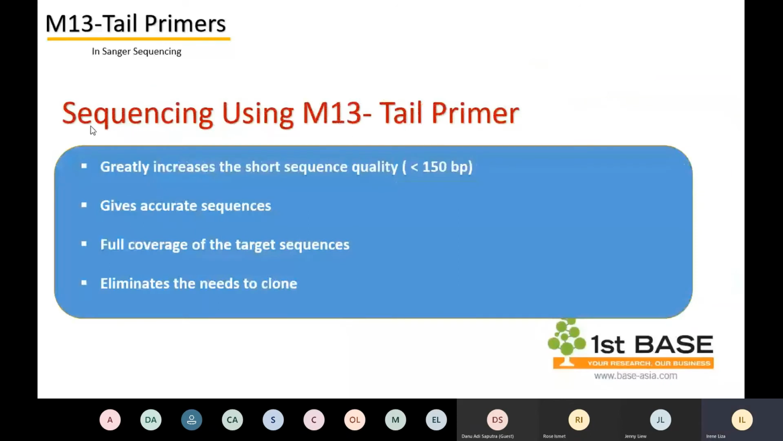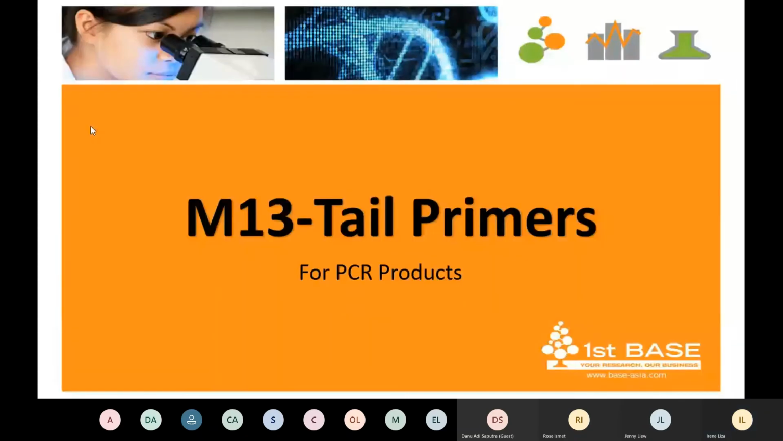So sequencing with the M13 primer, what do you actually get? You get a greatly increased short sequence quality. Even though the reads are short, previously, using the normal primers, there was a lot of noise. But with M13, the quality improved because the noise is absorbed by the M13 primer. It gives accurate sequences, full coverage of the target sequence, and also eliminates the need to do cloning.